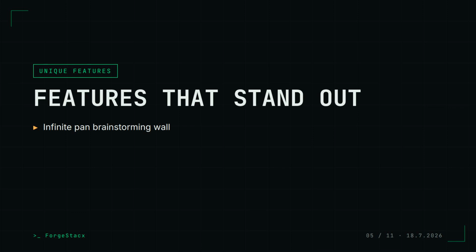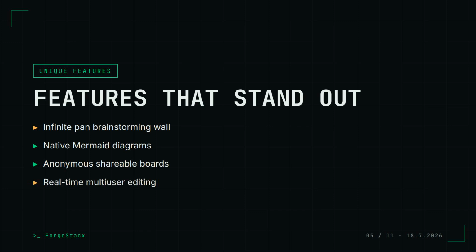First, there is the infinite pan brainstorming note wall, which works like Mural, giving your team an unconstrained canvas to expand ideas without hitting board boundaries. Second, it has native Mermaid and Markdown support, so you can build diagrams and flowcharts directly inside cards without switching to another tool. Third, there are anonymous shareable paste bin style boards for quick, frictionless collaboration. And fourth, real-time multi-user collaboration powered by server-sent events means your team sees updates instantly without refreshing.